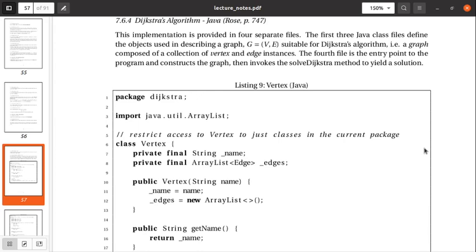Okay, so this implementation is provided in 4 separate files. You'll see them listed up here. It'll be vertex, edge, graph, and then the main file. The first 3 Java class files define objects used in describing a graph. And this is just in general: whenever you start discussing a problem and representing it in code in the object-oriented paradigm, where you're describing things and then the methods or actions against those things, well, the things are objects. The nouns end up becoming your classes.